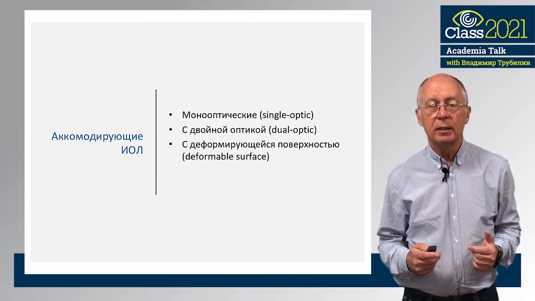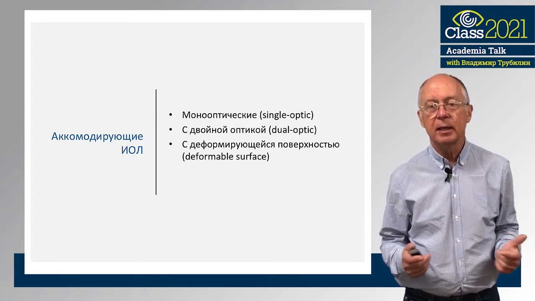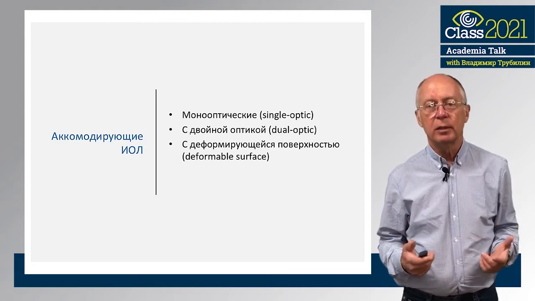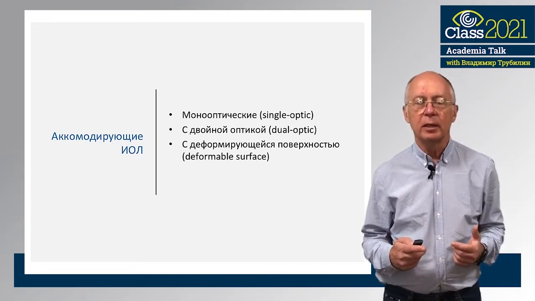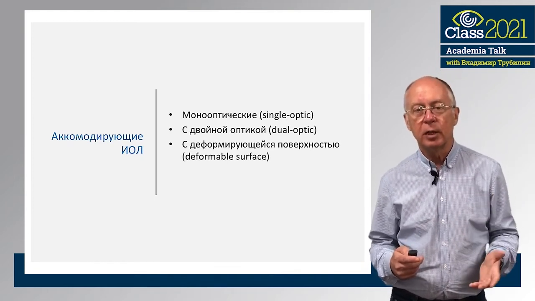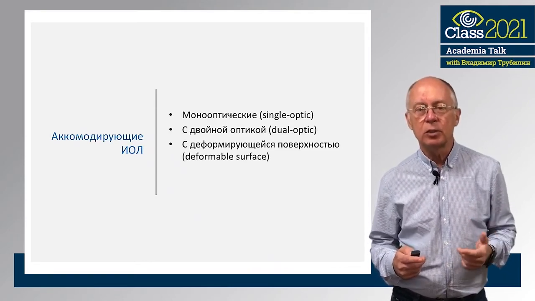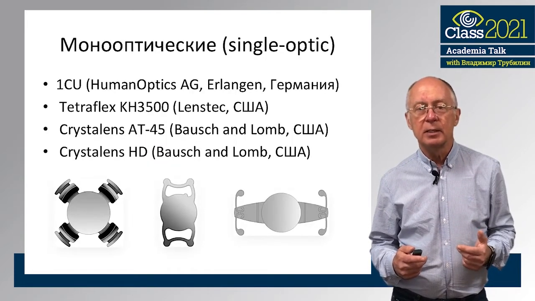There is a separate category of lenses, accommodating lenses, and the idea of their design is always on the agenda: to design the lens similar to our eye so that optics best match our physiology. Accommodating lenses are designed into single optic, dual optic, and with deformable surface. Here you see an example of a single optic lens.